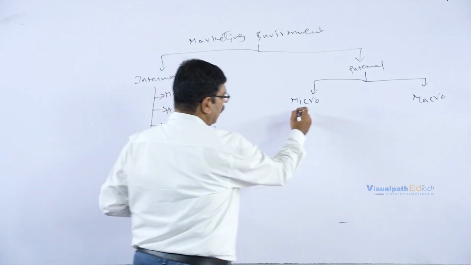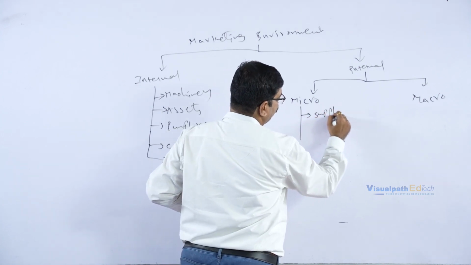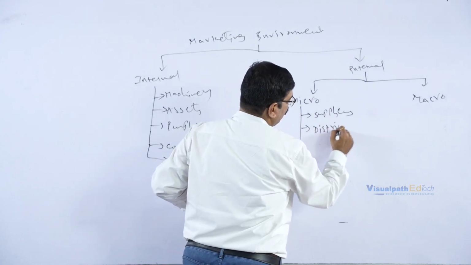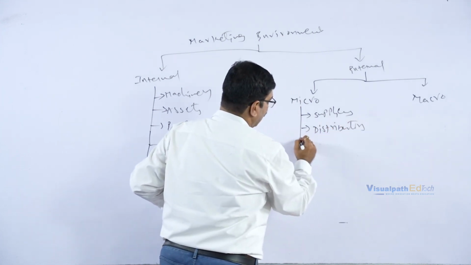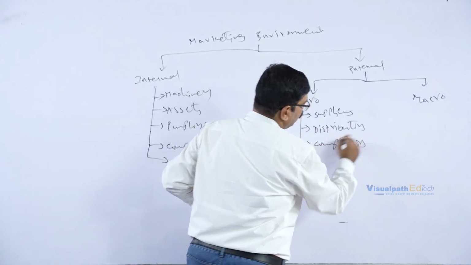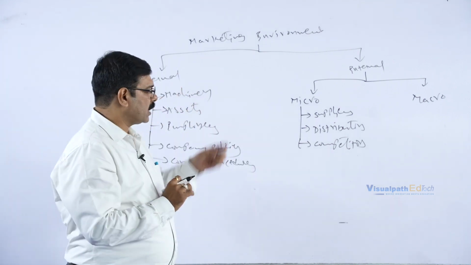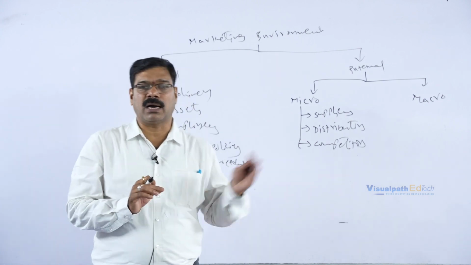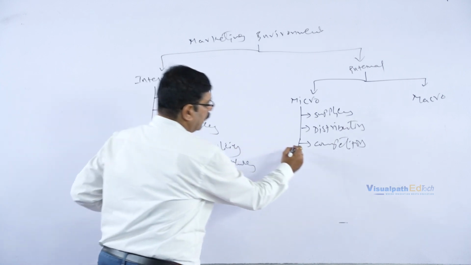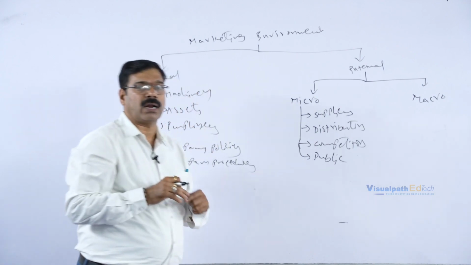So what are the micro environmental factors? Like your suppliers, your distributors, as well as your competitors. These are things you can control to some extent. That's why this comes under the micro environmental factors. Suppliers, distributors, competitors, all to some extent you can control them. Even the public to some extent you can control. So this comes under the micro environmental factors.